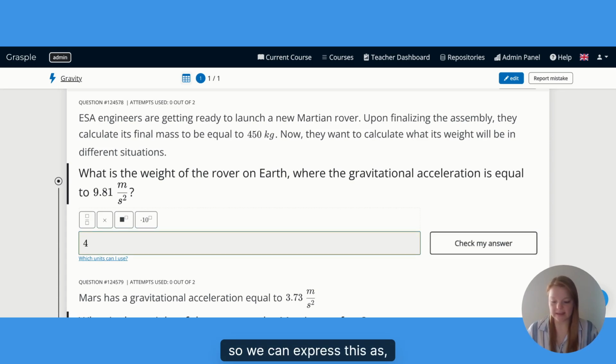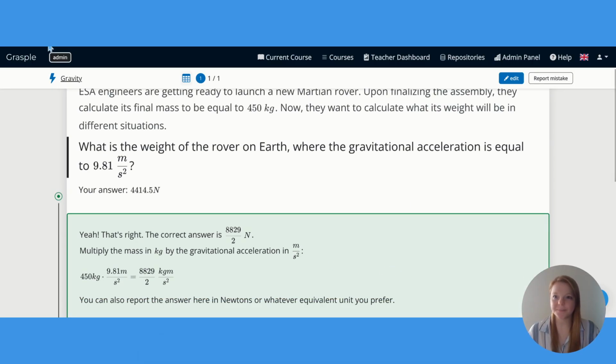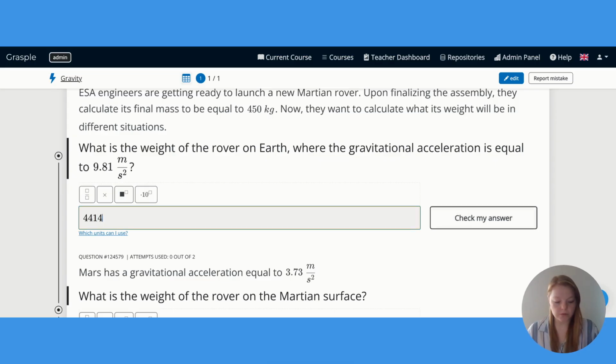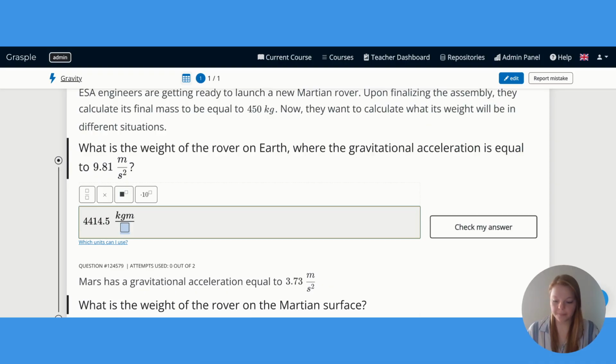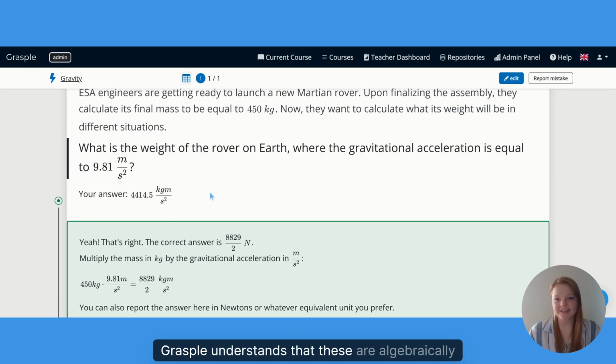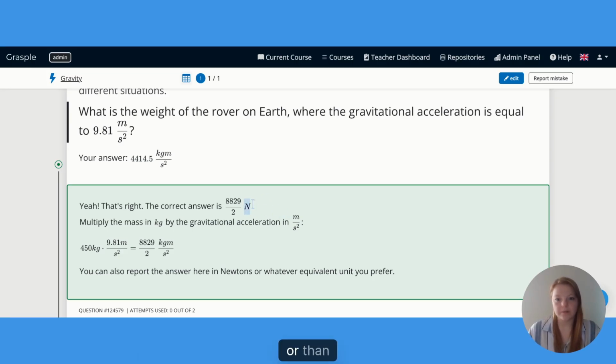We can express this in newtons, and Grasple will show us that newtons is correct. The other thing that we could do is we could express this in an equivalent unit. So in our case, we'll use kilogram meters over seconds squared. And as you can see, Grasple understands that these are algebraically equivalent and tells us that this answer is also correct, even though we've used a different unit than was specified, or than perhaps the professor may have expected.